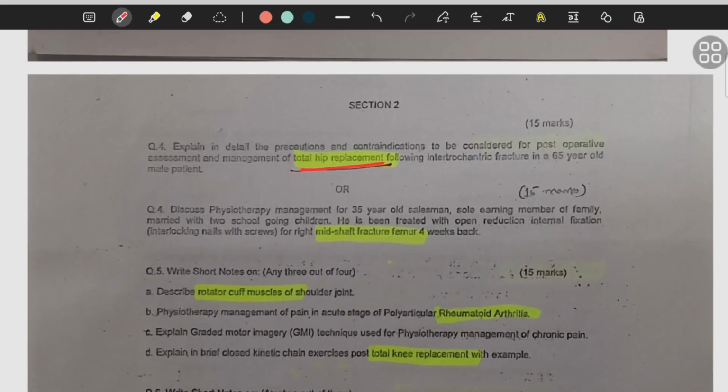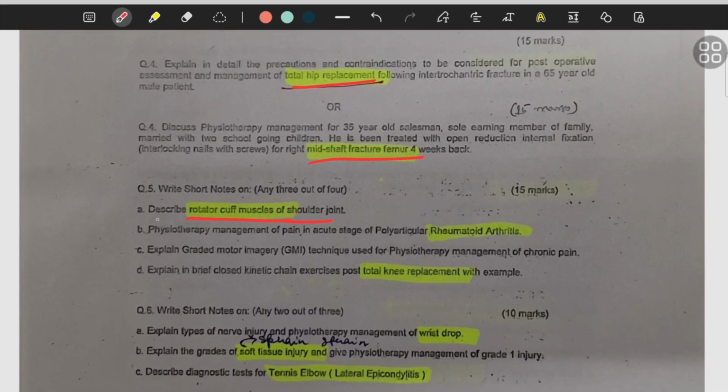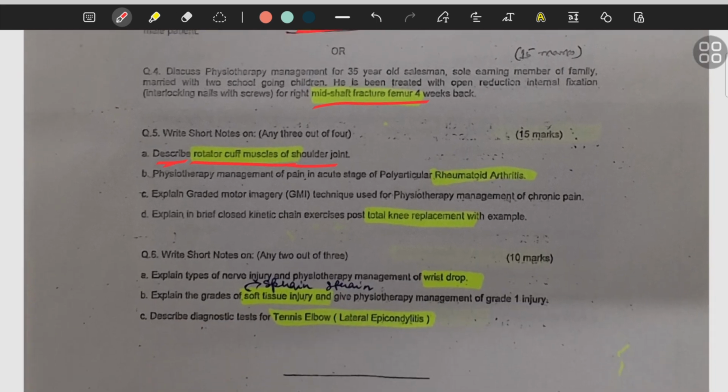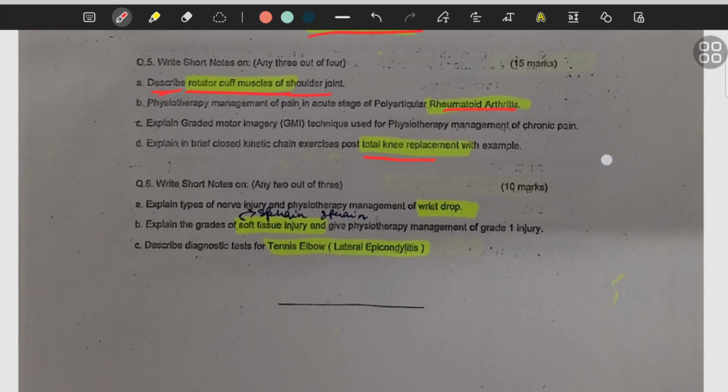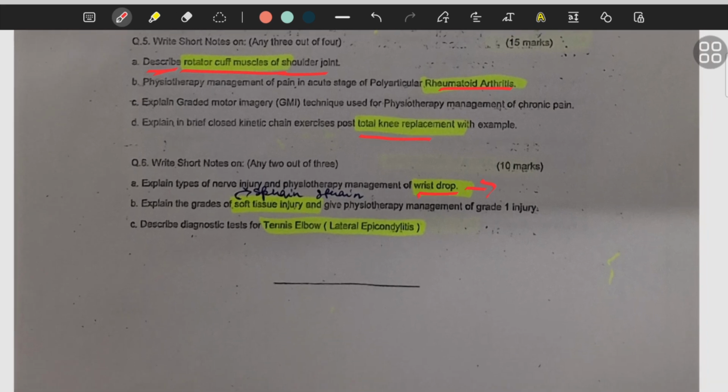Then again, THR, mid shaft femur fracture, rotator cuff muscle of shoulder joint, you just have to describe, so just know all the rotator cuff muscles. Then RA, TKR, then wrist drop. As you can see in the first question paper, I have told you that they can ask the same condition using a different name. Then over here they have asked wrist drop for the radial nerve injury.